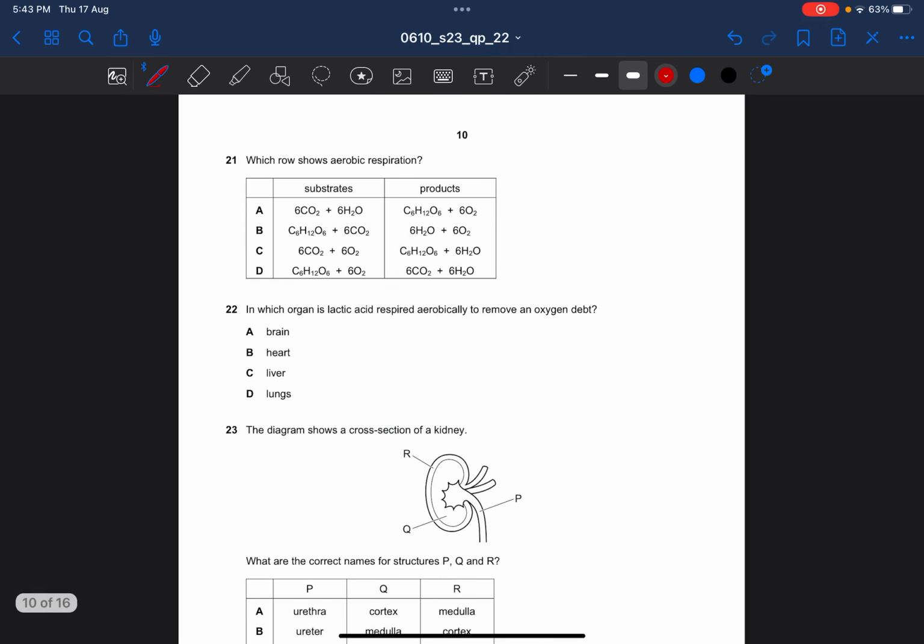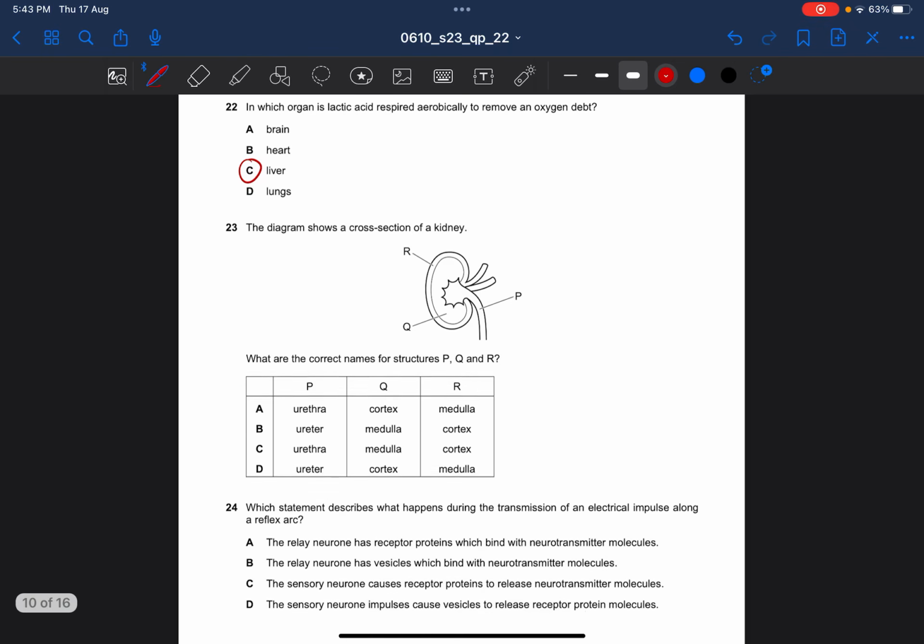Alright, question 21. Which row shows aerobic respiration? So the substrates are basically the reactants, just its synonym. So it will be glucose and oxygen. So glucose and oxygen, that's the only answer. So the answer is D. Okay, question 22. In which organ is lactic acid respired aerobically to remove an oxygen debt? So it will be C. Lactic acid is always broken down in the liver.